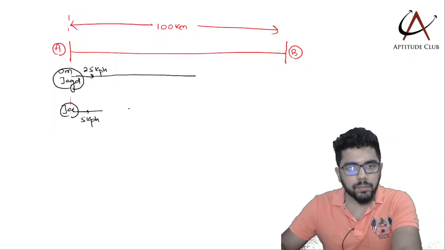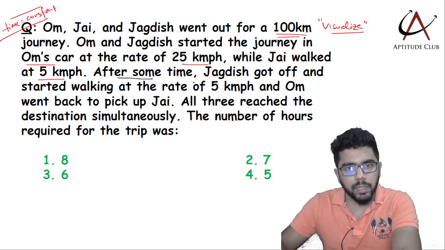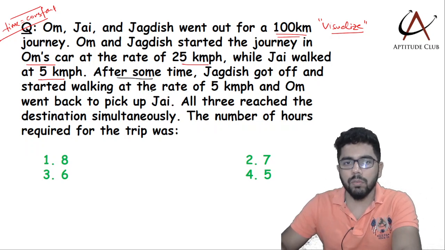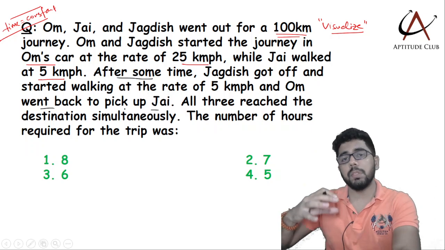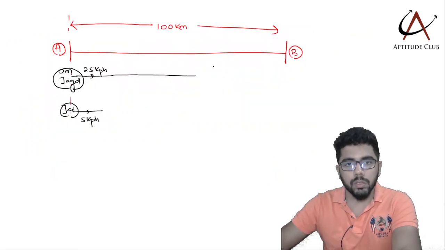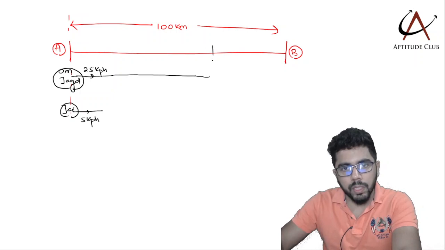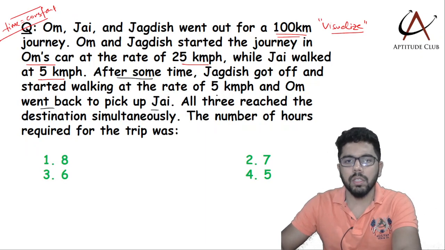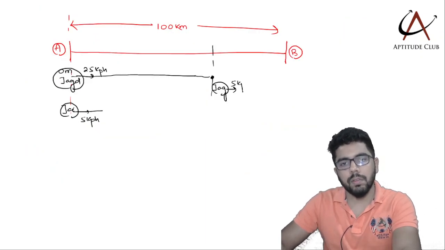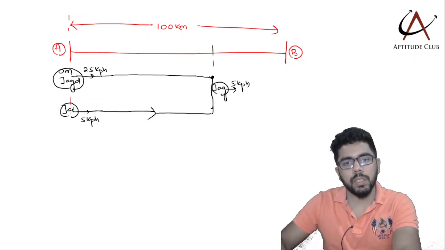It is saying that after some time Jagdish got off and started walking, and Om went back to pick up Jay. That means Om must be dropping Jagdish somewhere in between. Let us say this is the point where Jagdish was dropped. From this point Jagdish started walking again at the same speed as Jay, 5 kilometers per hour, and Om is going back to pick up Jay. And let us say Om meets Jay at this point.